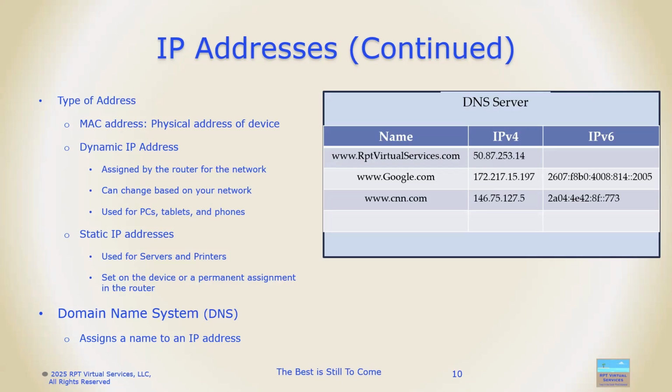Those addresses, like I said, are used for servers, printers. You can have a private or static address for your VPN if you don't want to use a shared VPN address. But most of the time, you'll use dynamic addresses.